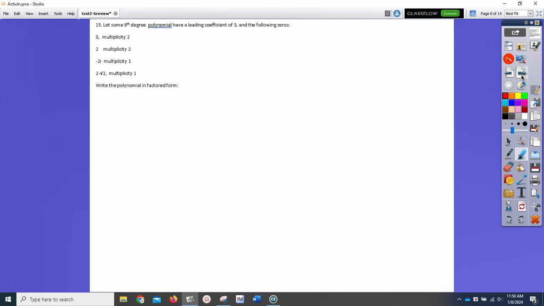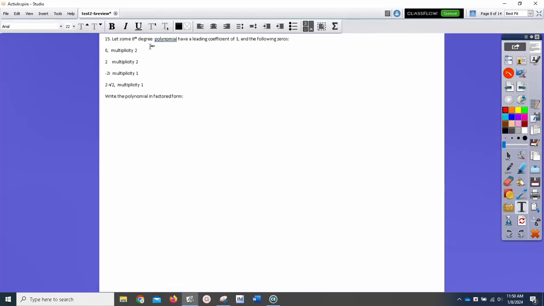All right, 15. Let some 8th degree polynomial have a leading coefficient of 3 and the following zeros. Write it in factored form. All right, so let's talk about these. If you have a 0 of 0, your factor is x. Because your multiplicity is 2, see that 2? It's x to the second. If you have a 0 at 2, your factor is x minus 2. Now, because we have a multiplicity of 2, we have to have an exponent of, take a guess, 2.